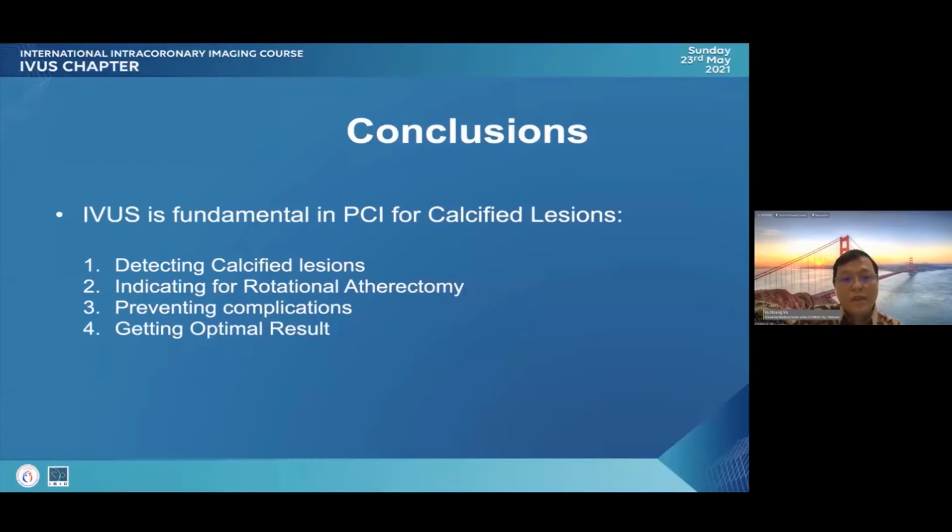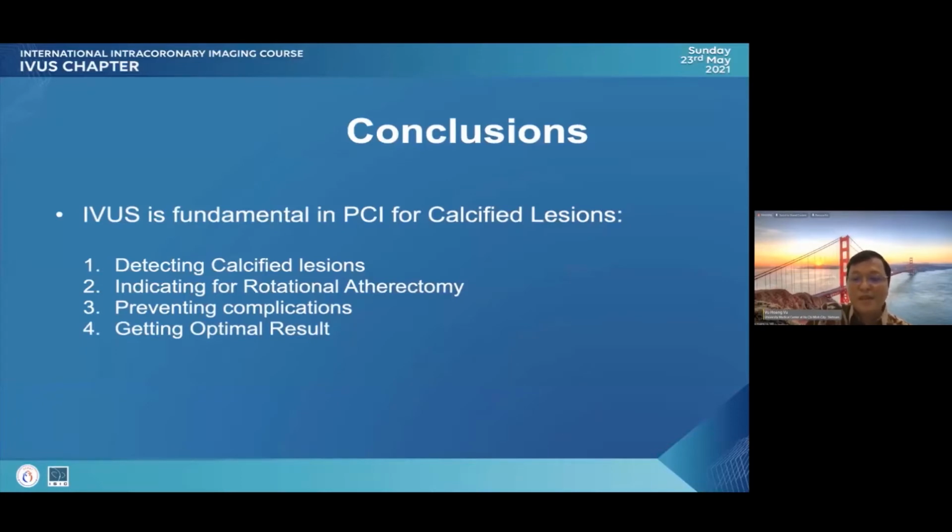So for conclusion, I think IVUS is very useful for PCI in calcified lesions. We can detect the calcified lesion, and it also indicates rotational atherectomy. And as Professor Akiko showed us, the eccentric plaque and the wire bias are very important when we do rotablation to prevent complications for the patient. And finally, we can get the optimal result for the patient. So thank you for attending my case.